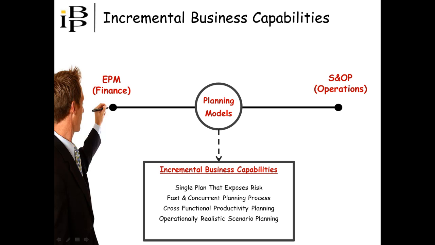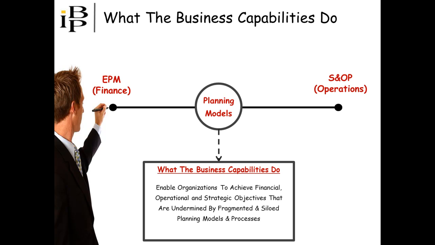So, what does this modeling logic achieve? Well, it supports 4 incremental business capabilities that are lacking in many organizations and which are shown on the screen. In turn, these business capabilities enable manufacturers to achieve financial, operational, and strategic objectives that are often undermined by fragmented and siloed planning models and processes. Let's explore some examples of these.